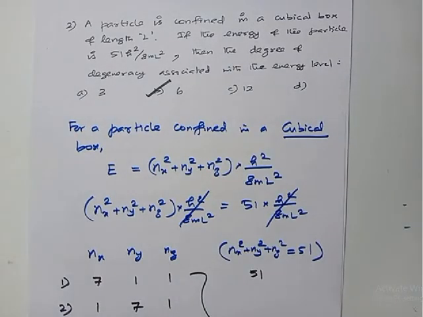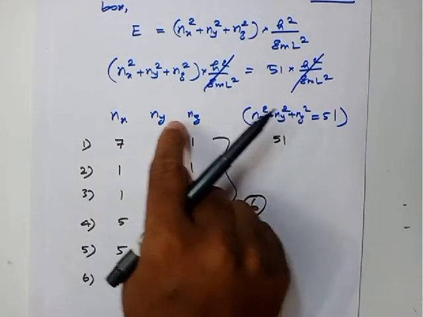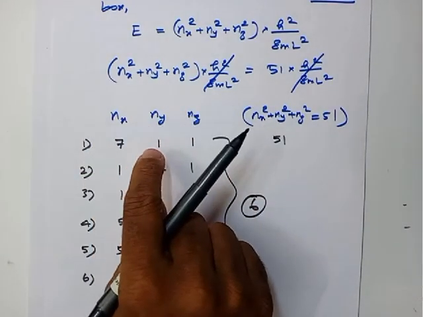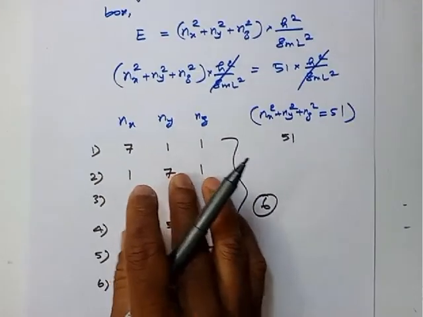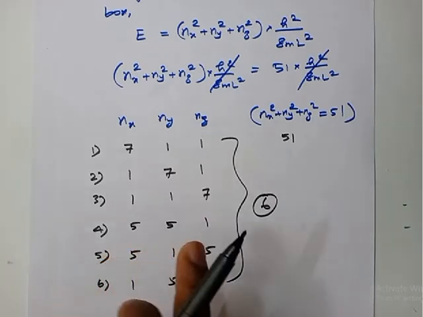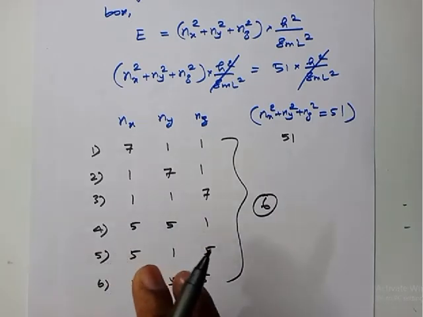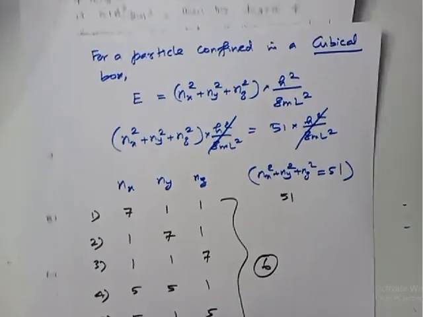Whenever a degeneracy question is given, usually what people will do is take a set of numbers and check the possibilities of those numbers. But you should think about other sets of numbers which are possible or not. This is very, very important, so keep this in mind. For 51, the degeneracy is 6. Let me go to the next question.